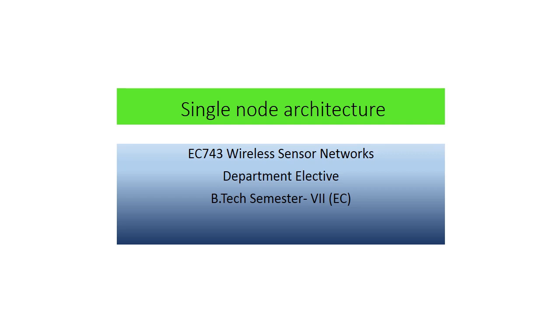We have already completed the first chapter, that is introduction and applications of the sensor network. Now we are going to study chapter number 2, and that is single node architecture. In single node architecture, we are going to study the various building blocks which will make a single node of a sensor network.